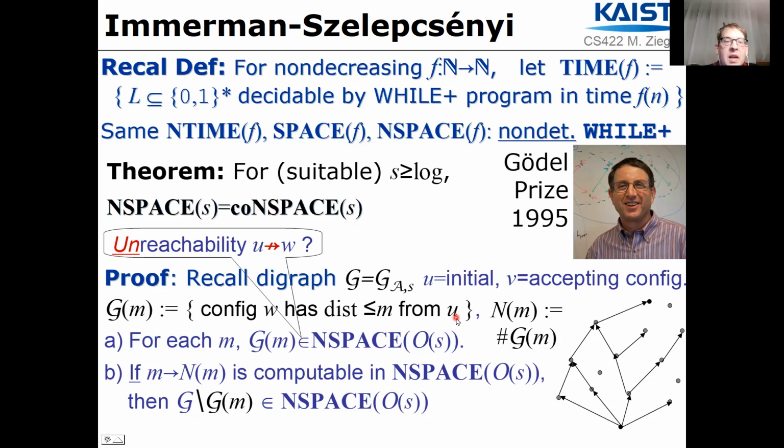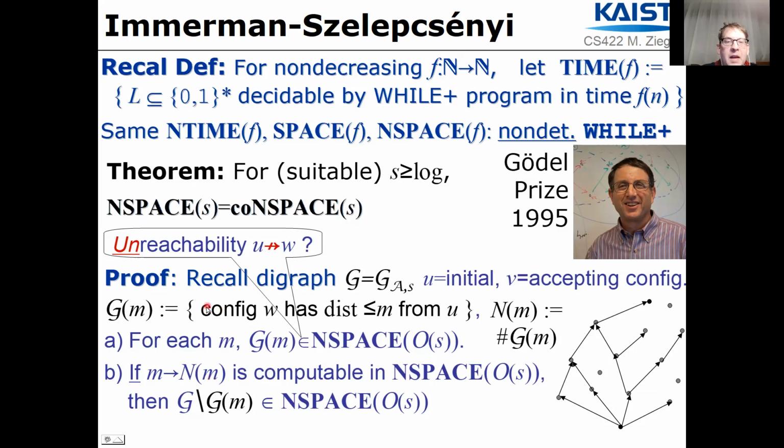And we want to decide unreachability. We want to decide whether a vertex is not reachable in G of 2 to the s. And here we assert that unreachability is indeed decidable with positive non-determinism, but under the hypothesis that this function on natural numbers is computable within this non-deterministic space. Now let's look at this function for a moment. How large is N of m?